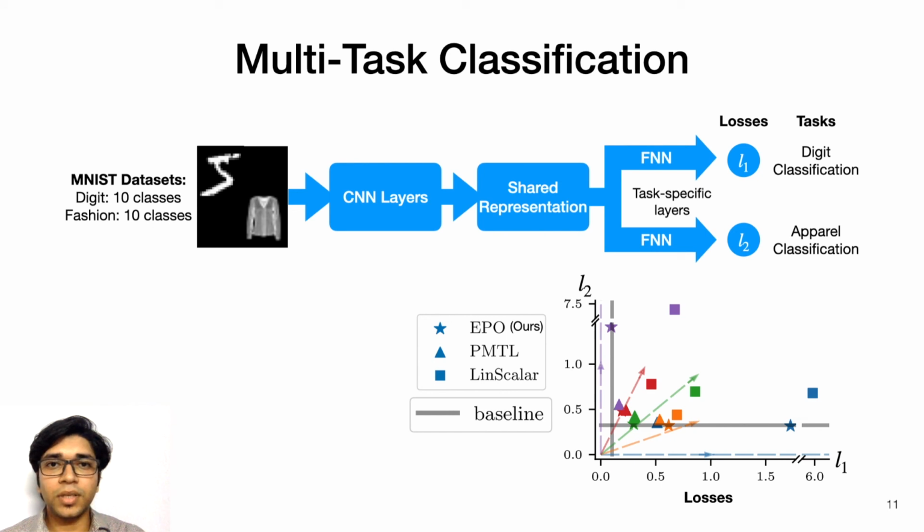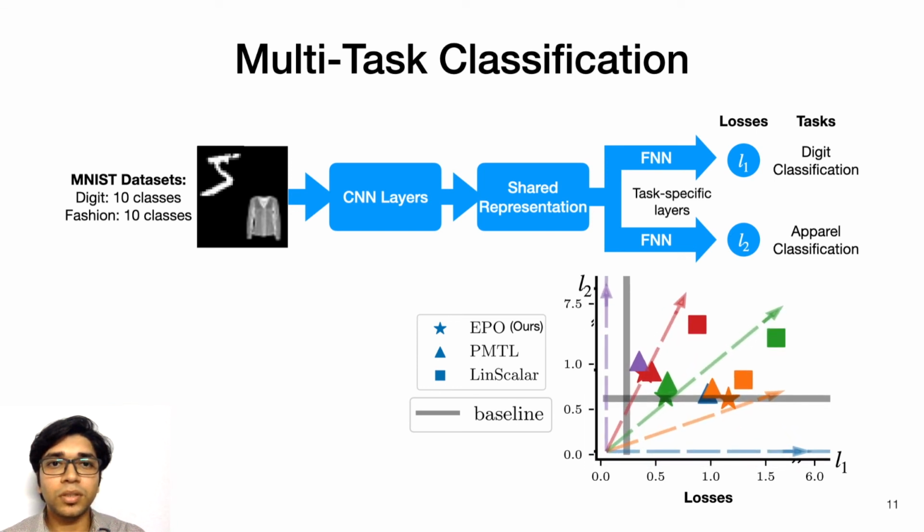Again, the dashed lines represent different user preferences. Results from EPO search, Pareto MTL and linear scalarization are indicated by stars, triangles and squares respectively. The color of a point indicates which preference was used to obtain the result while training the model. The baseline indicates the loss value if the tasks are learned individually. Actually, the baseline is the best a model can do. As you can see, our method attains those results with the blue and purple points. Also, the losses of EPO search are closer to the preference rays.